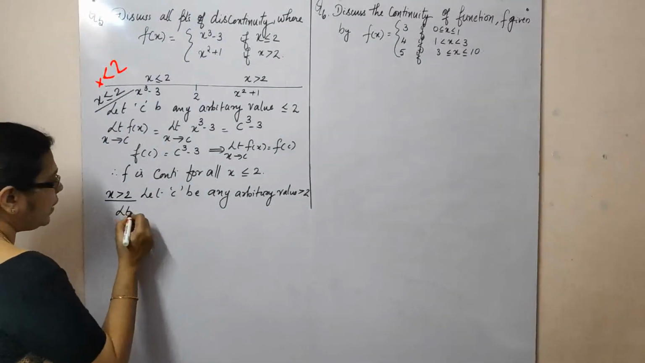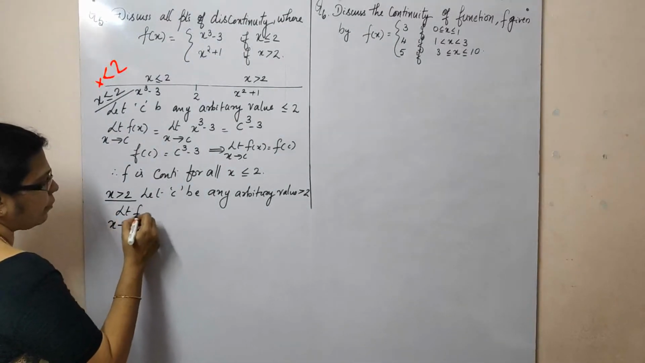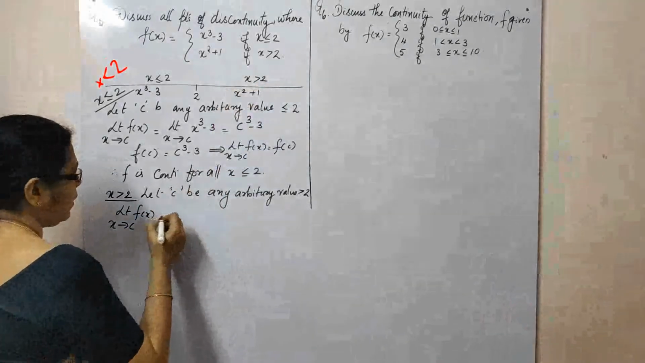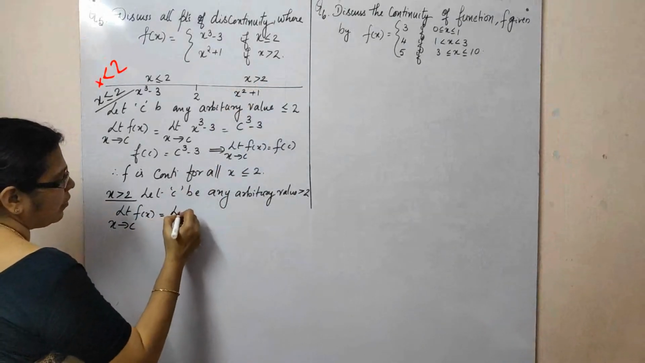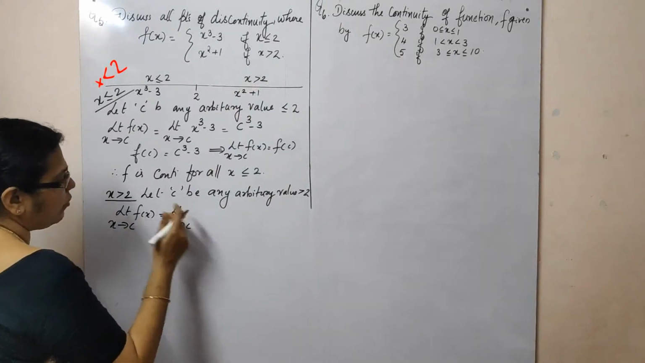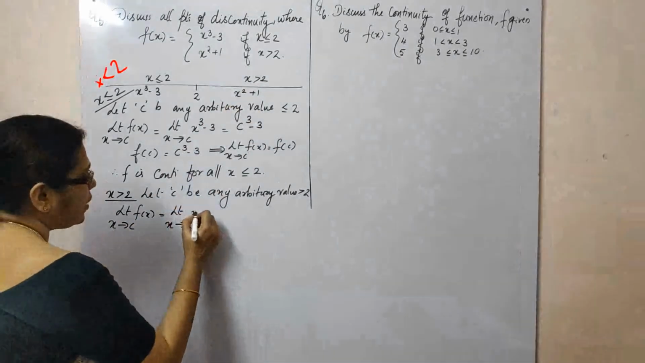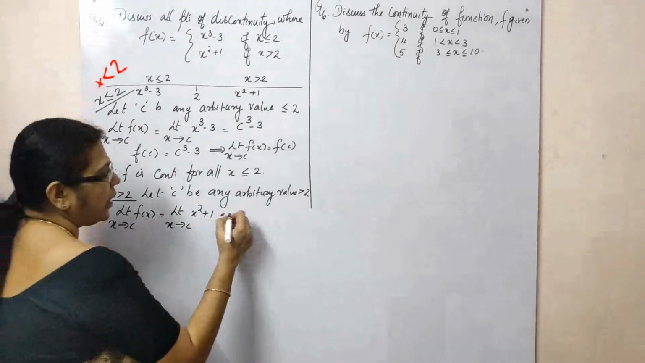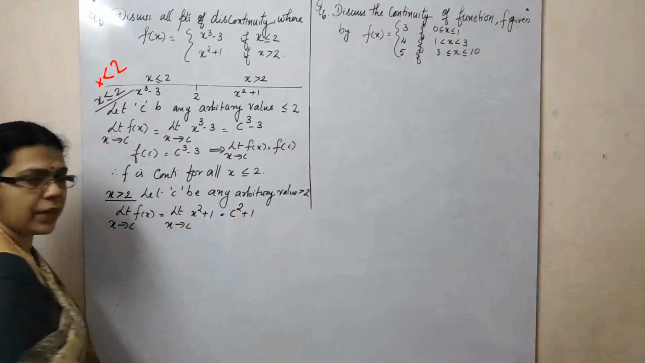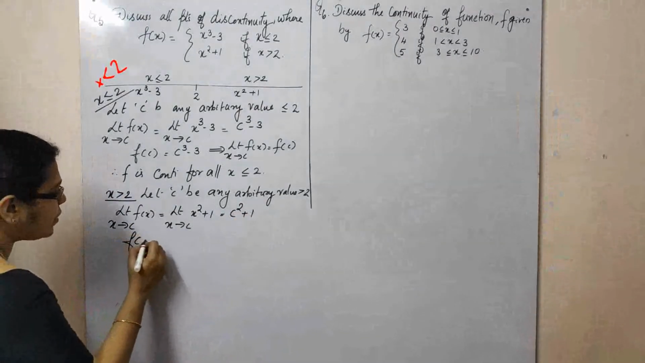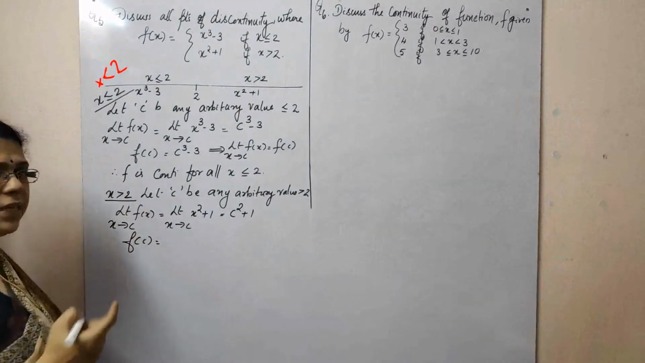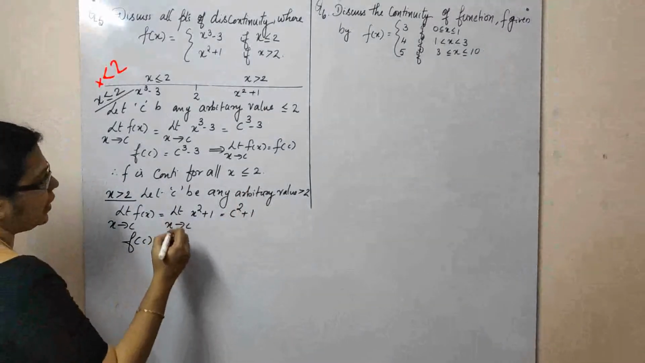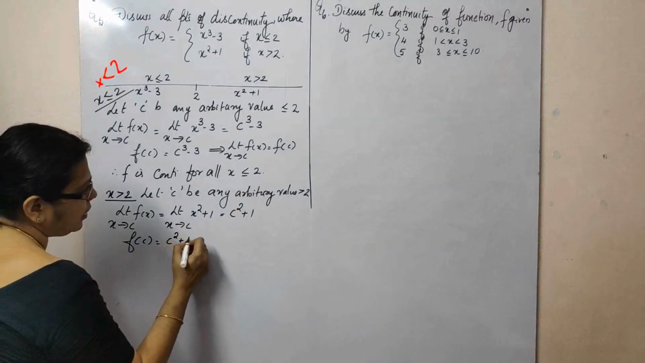Then, limit x tends to C of f of x. Now, where is the C lying? Here. Limit x tends to C of f of x is equal to limit x tends to C of the function's value, x square plus 1. Substituting x is equal to C here, what will I get? C square plus 1. Now what is f of C for all values of x greater than 2? When you take any arbitrary value C, f of C is again C square plus 1.